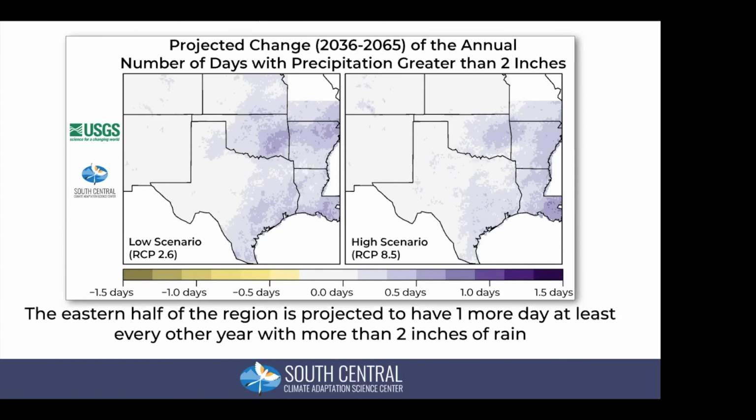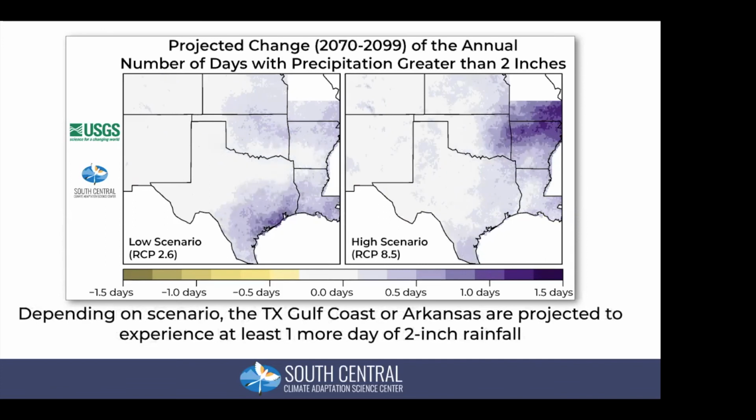The western half of the region is projected to see little or no change in these heavy rainfall days. However, the eastern half is projected to see 1 more day of 2-inch rainfall at least every other year by the middle of the century.